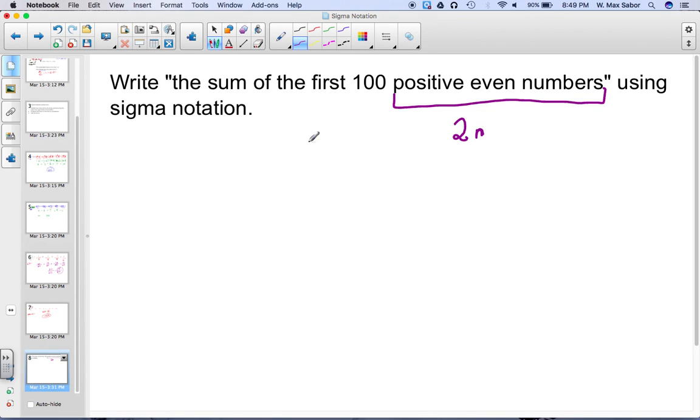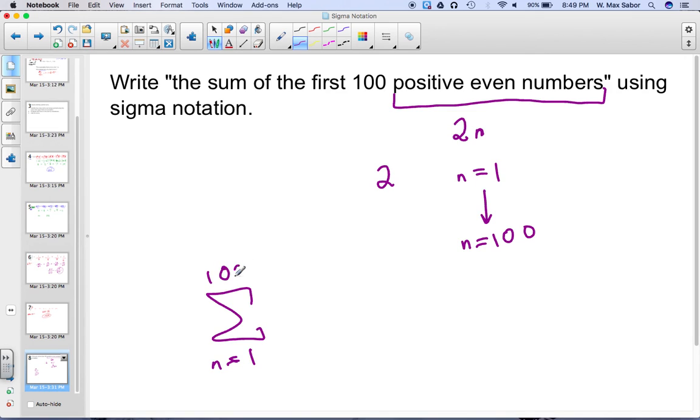The first one will be 2, so that's when n is 1. And we want to add them all up between n is 1 and n is 100. So then the way we want to write that is from n going from 1 to 100 of 2n. This is how we write the sum of the first 100 positive even numbers.